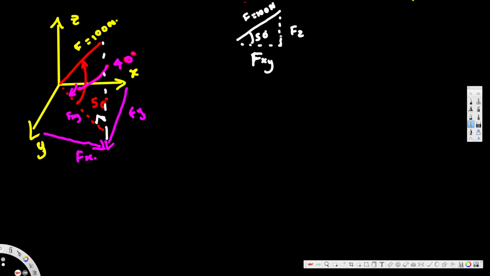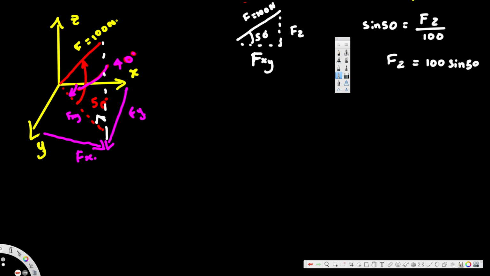To find the fz, you can see this is sine 50 because opposite over hypotenuse. So sine 50 is equal to fz over 100. Therefore fz is going to be equal to 100 sine 50, which gives us 76.6 Newton. So the z component is going to be 76.6.